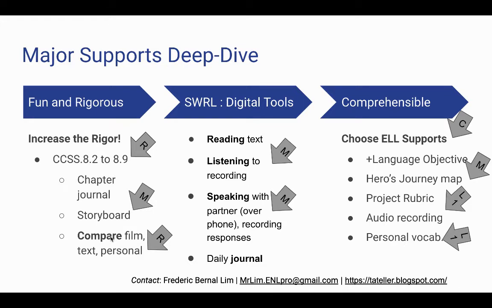8.9 does a lot of analyses and comparisons. So you're comparing the film to the text, and you're comparing the text to personal experiences. So you can increase the rigor just by having the students compare different ways that this story is told. And that'll set them up well for what they have to confront in ninth grade.